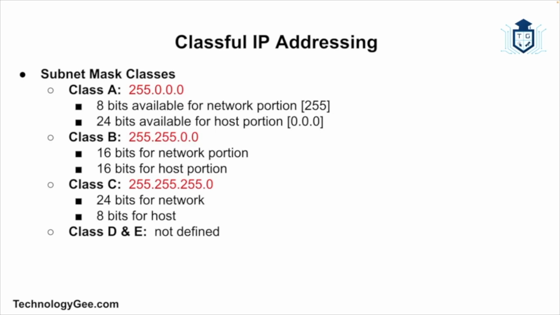And then you got class C, 255.255.255.0. And once again, the first 3 octets, 255.255.255, or those 24 bits, identify the network, and the remaining octet, which is identified by the 0, those 8 bits, identify the IP addresses that can be assigned to devices on that network.